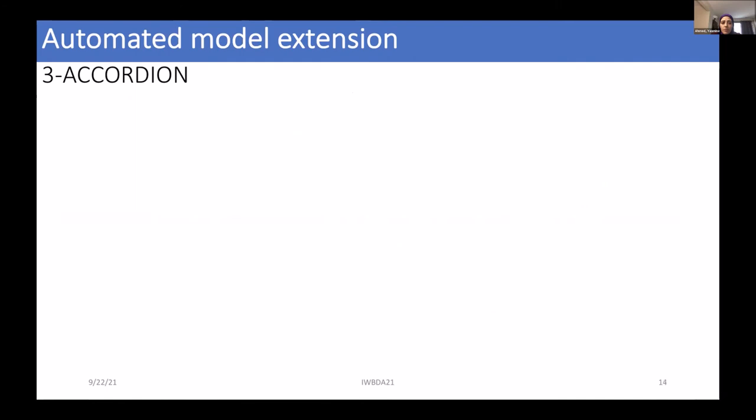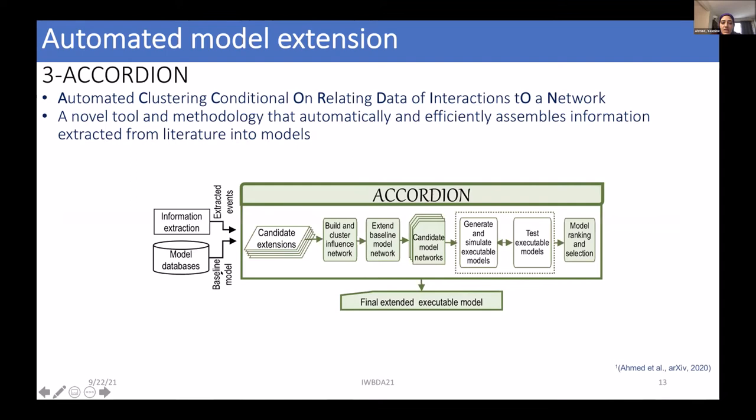Given the extracted events and the baseline model, we extract the candidate extensions that will construct our network. So the network will be composed of the baseline model and the new, or candidate, extensions. This inference network of baseline model plus candidate extensions will be clustered, and then each cluster will be added to the baseline model and form a candidate model.